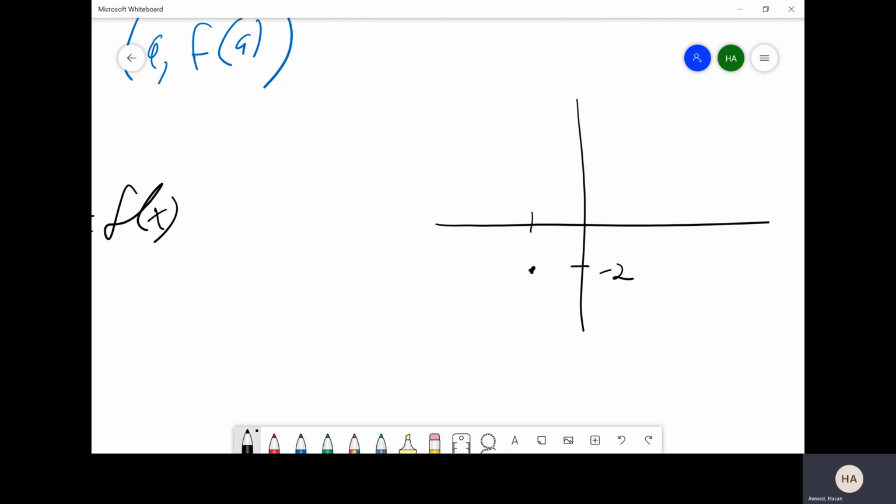This is -2 here. This is -2 as well, which makes that 2. We'll make this 4, and we'll make this 2, which makes this 1. And we're plotting the point here. So we have a point (4, 1), and we also have a point (-2, -2).